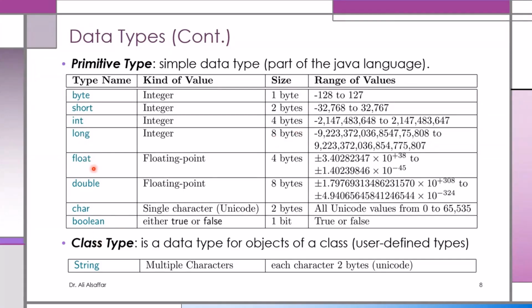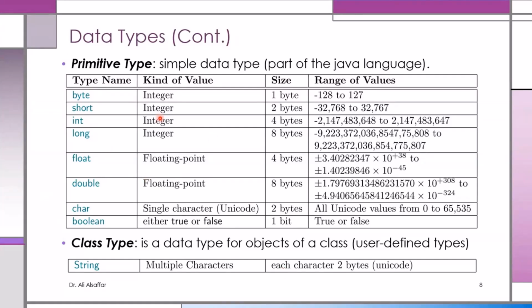Next, for a float, also the difference is in size. And now for a single character, it needs 2 bytes, and for Boolean, it needs 1 byte. And for a string, it depends on how many characters, since each character is 2 bytes. So if you have a string, let's say of size 4 letters, then 4 multiplied by 2, it will take 8 bytes in the memory.